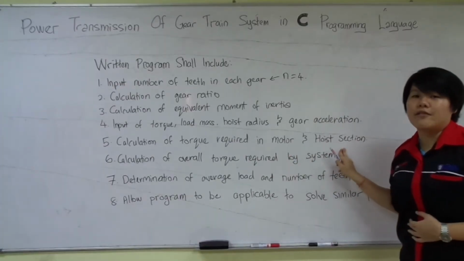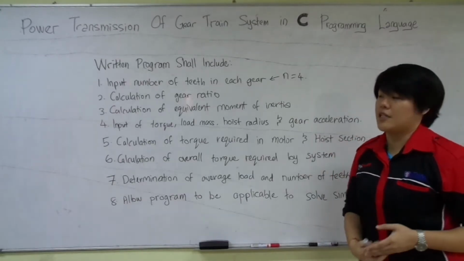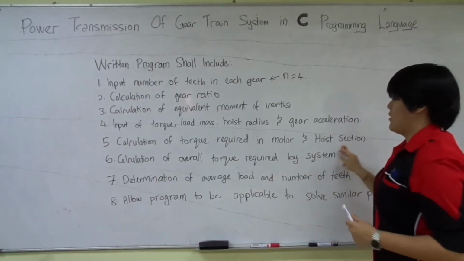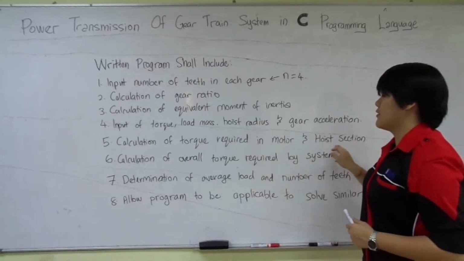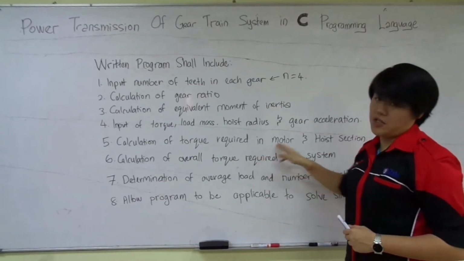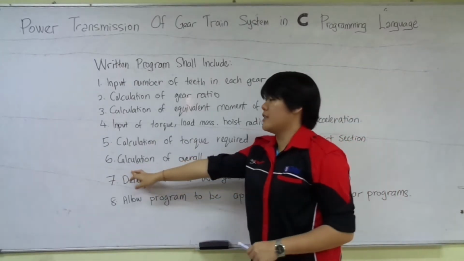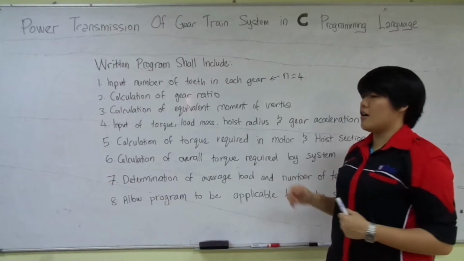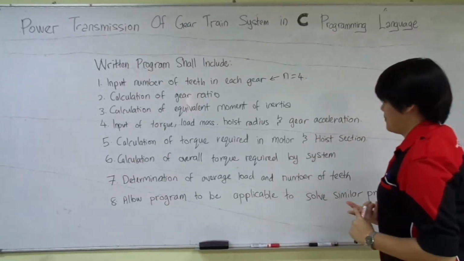In concept study of gear trains, the calculation of overall torque will be separated into two sections, namely the torque required by the motor section and the torque required by the hoist section. So the program design will first calculate the two different torques, which is torque required in motor section and then the torque required in hoist section. Then we move on to number 6, which is the calculation of overall torque required by the system, which is the addition of the torque required in the motor section and also the torque required by the hoist section.